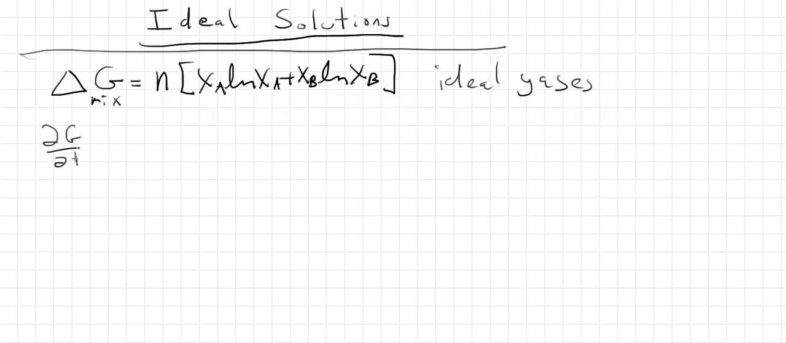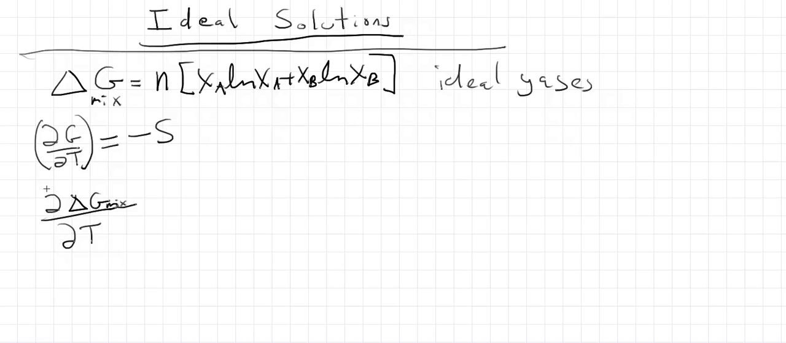Okay, so what we can do is say that we know that if we take the partial of the Gibbs energy with respect to temperature, that's equal to the negative entropy. And we could also say this for changes in Gibbs energy. So if we look at the partial of the delta G of mixing with temperature, that should be equal to the negative of the delta S of mixing. This is just something we got from the differential of the Gibbs function, and here we're just adapting it to changes when we mix.